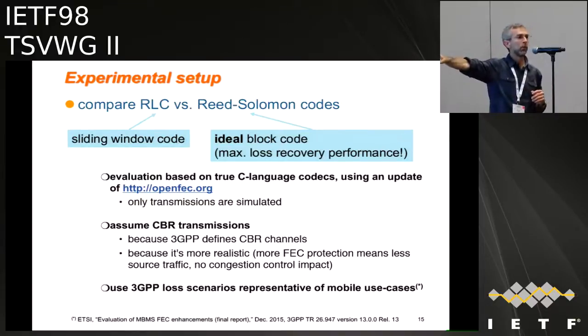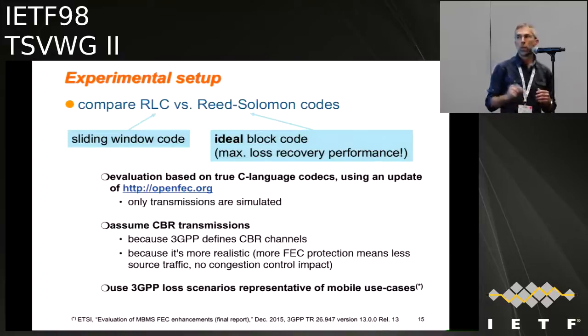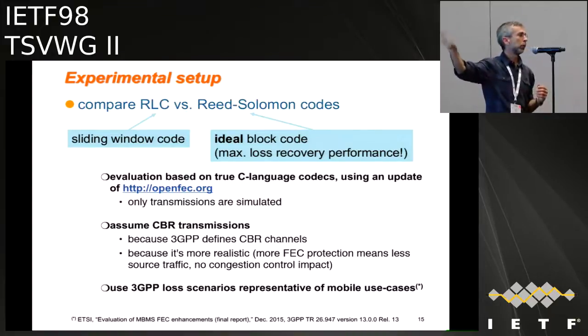We assume, and this is something important, that we are considering CBR transmissions. So it means that between the encoder and decoder, we are considering a CBR pipe. So the more repair packets I have in it, the less source packets I can put. So this is what it means. There is a motivation for that. The use case we are considering, the 3GPP use case, requires that we have such a CBR transmission in between.